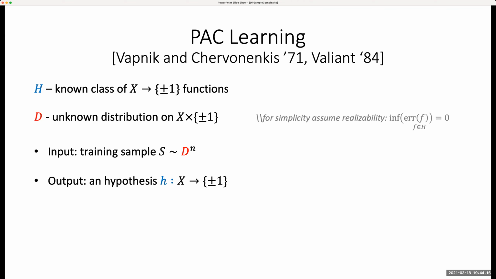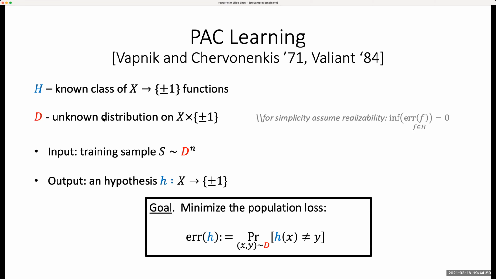There is an unknown distribution on examples. Each example is a pair, a point from X and a label, which is binary. And for simplicity, throughout this talk, I will always assume the realizability assumption, that the labels come from a function in the class. So the labels are always determined by some function in this known class of functions. So the input to the learning algorithm is a training set, a sample drawn independently from this unknown distribution, and it outputs a hypothesis, which may or may not be in the class H. But the goal is to minimize the population loss, which is defined as the probability that the output hypothesis errs on a fresh new example from the same distribution.